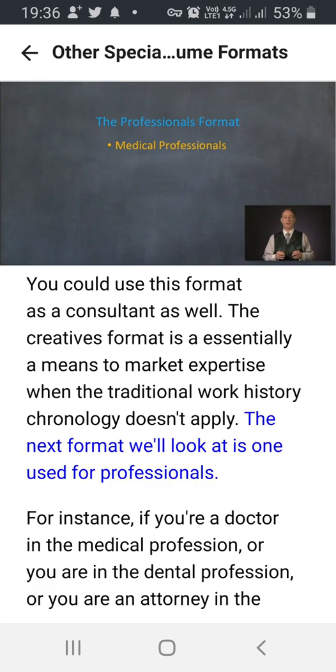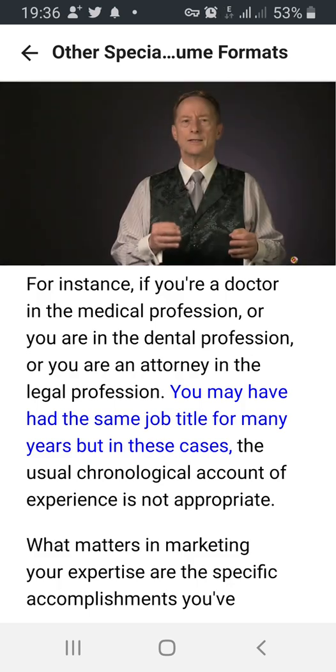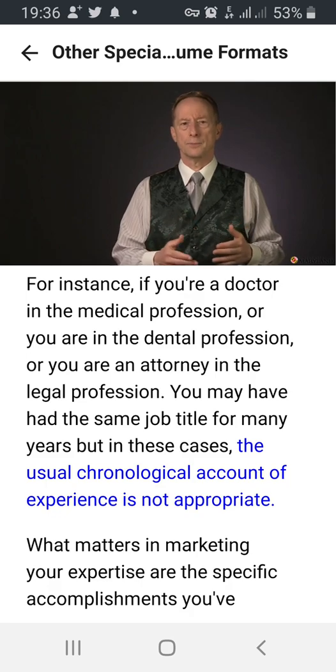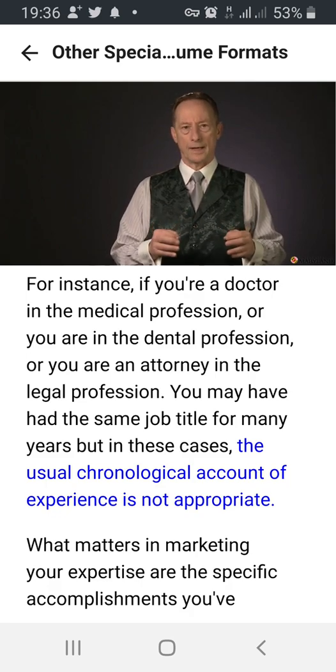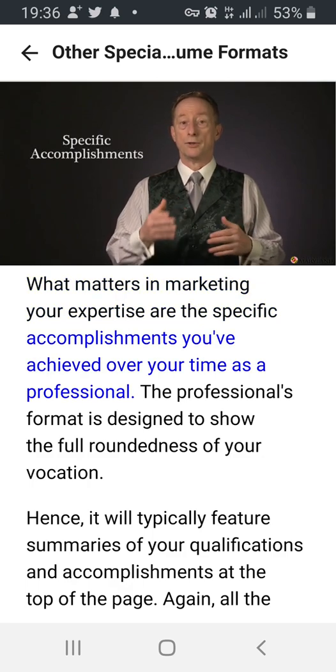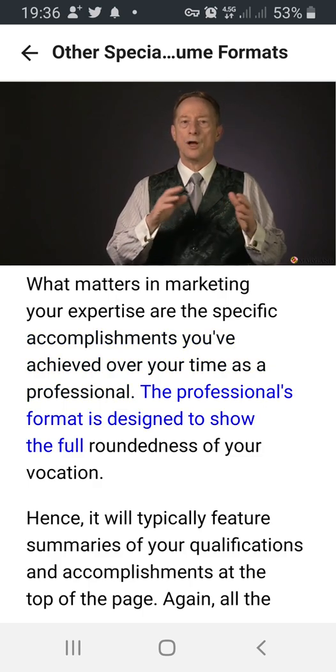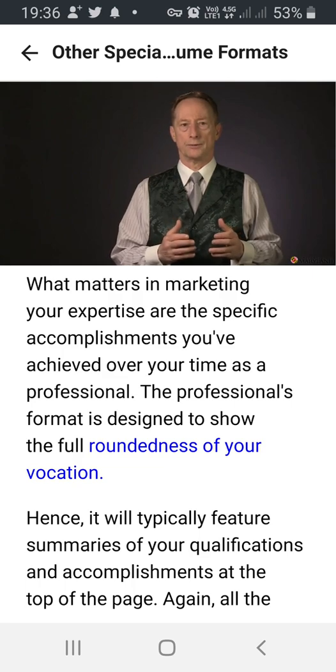The next format we'll look at is one used for professionals. For instance, if you're a doctor in the medical profession, or you are in the dental profession, or you are an attorney in the legal profession. You may have had the same job title for many years, but in these cases, the usual chronological account of experience is not appropriate. What matters in marketing your expertise are the specific accomplishments you've achieved over your time as a professional. The professionals format is designed to show the full roundedness of your vocation.